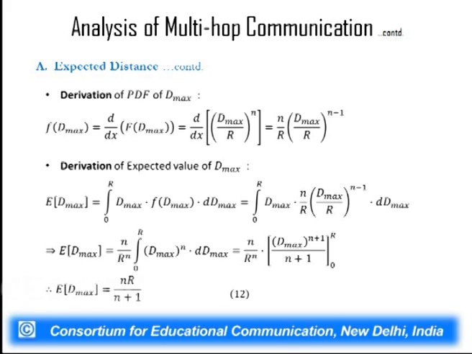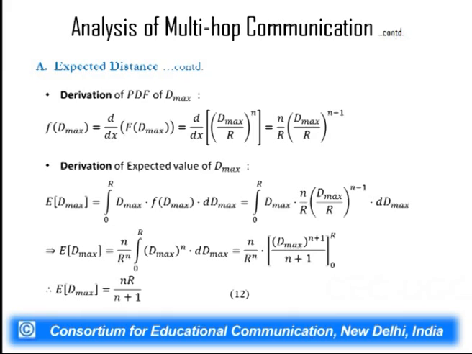Now we continue with this and find the PDF, the probability density function of Dmax. This can be found by just differentiating the CDF of that function. So it's a very simple calculation, and we can see that it is nothing but n by R, the number of neighbors divided by R, multiplied by Dmax by R raised to n minus 1.